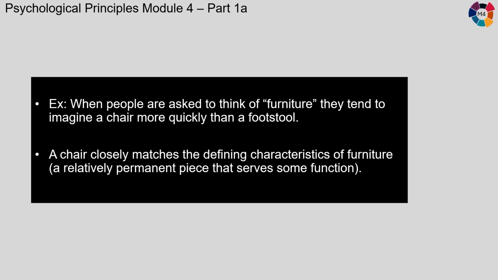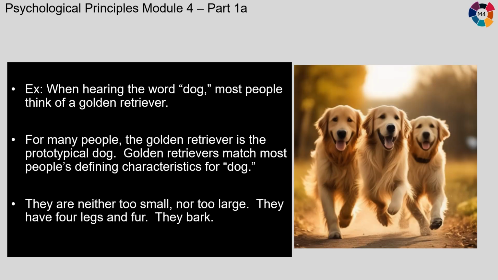So when we hear the word dog, most people think of some sort of golden retriever looking animal. For many people, this is the prototypical dog. Golden retrievers match most people's defining characteristics for dog. They are not too small, they're not too large, they have four legs, they have fur, they might bark.